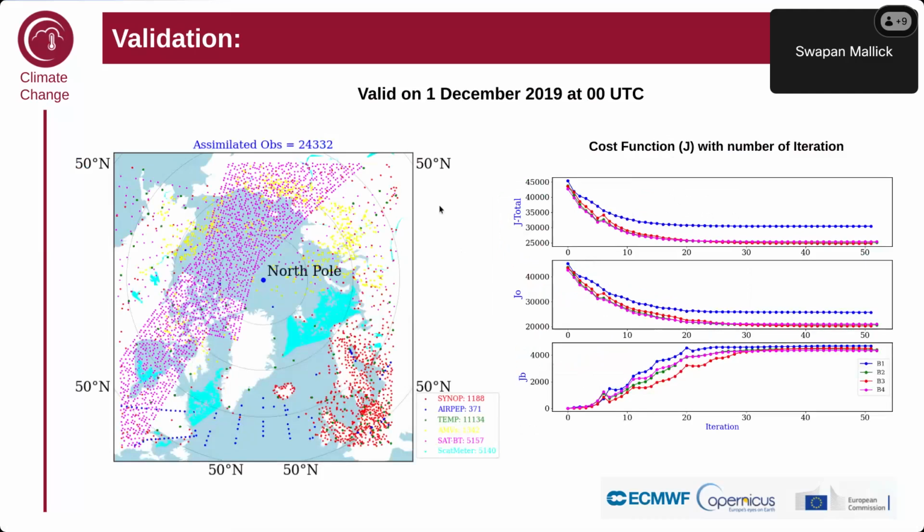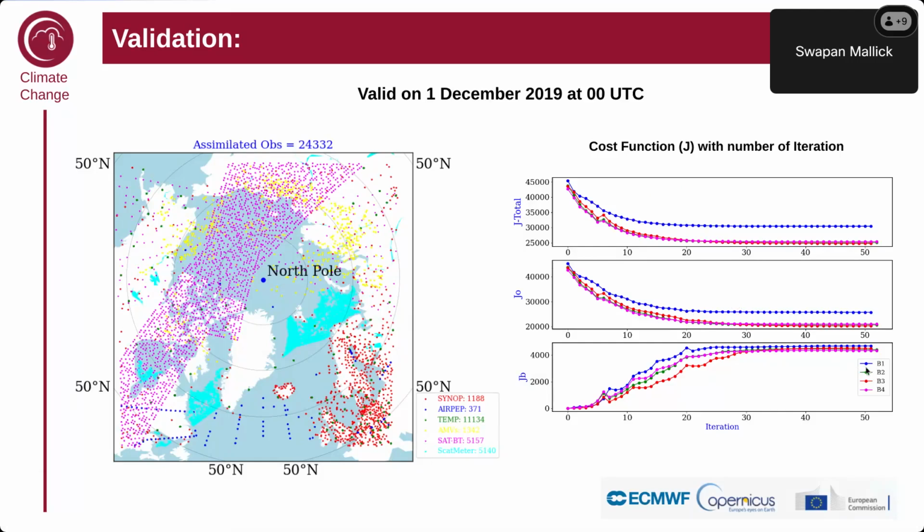Now this is one typical date of the number of observations assimilated, December 1st, 2019 at 00 UTC. We can see that over the Pan-Arctic region, or North Pole region, very few observations are available. This number of observations represents different sensors like satellite, conventional data, and aircraft profiler. And the right panel represents the cost function with the four different B matrices. So this is a quite interesting result.